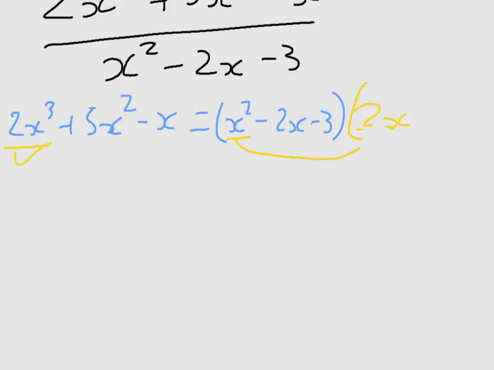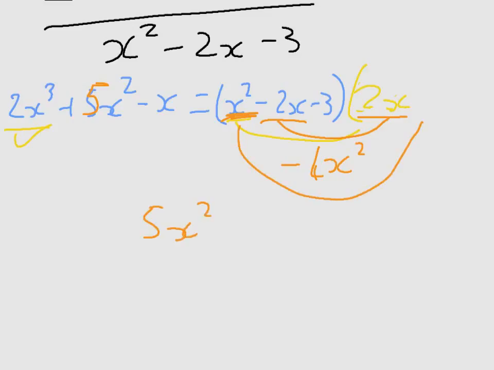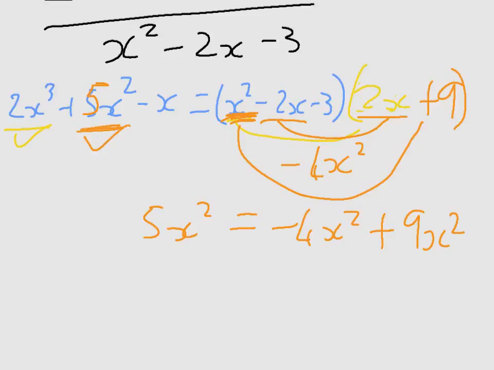Secondly, what I want to look at is I want to try and find a positive 5x squared. So how many x squareds do I have? Well, I've got that minus 2x times 2x, which gives me negative 4x squared. And I have over here an x squared, which is going to be times by a number. Now, if I'm going to get to 5x squared, that's going to be equal to negative 4x squared plus 9x squared. So when I times these together, it's got to give me 9x. So x squared times a positive 9 is going to give me the number to cancel out with that 5.